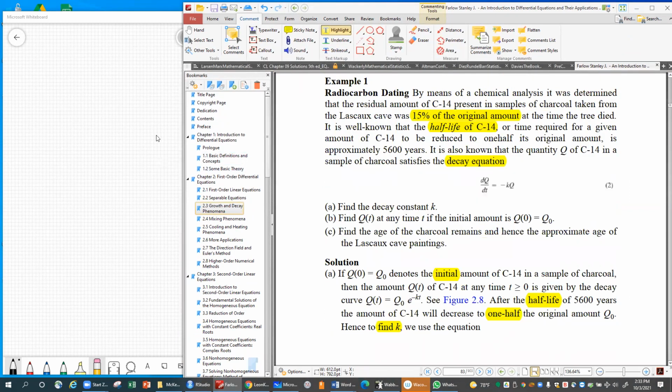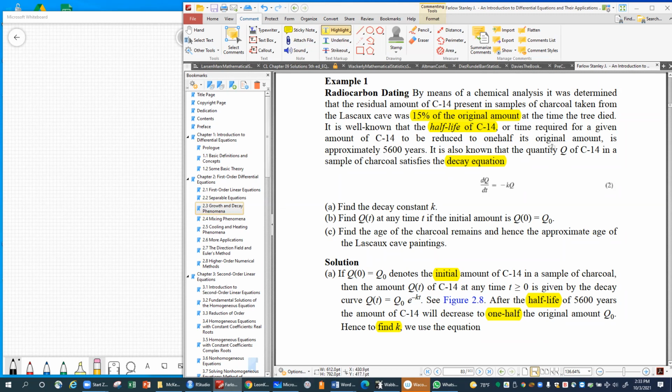So let's set it up. Chemically, it was determined that the residual amount of C14 present in samples of this charcoal from Lascaux cave was 15% of the original amount at the time the tree died. There is a well-known half-life of C14, so we can use it to figure out the equation.